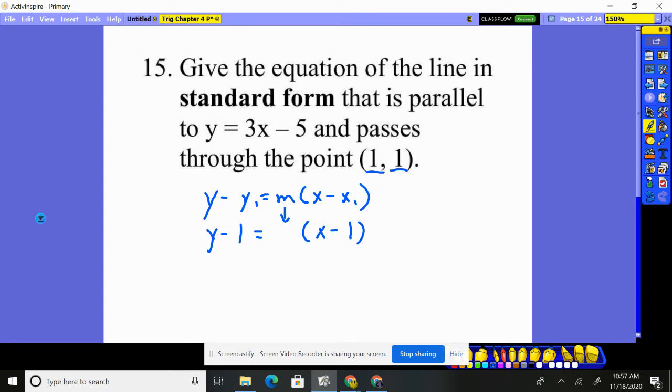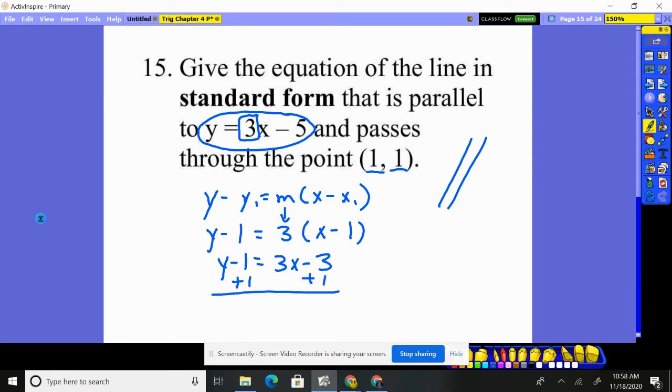It says it wants it parallel to this. Well, what's the slope of this line? This guy's slope is 3. So he's going up 3 over 1, up 3 over 1. If I want to be parallel to him, I have to be the exact same. I have to have the same slope. So we're going to plug in a slope of 3. So y minus 1 equals 3x. Distribute the 3 through. I now move my 1 over.